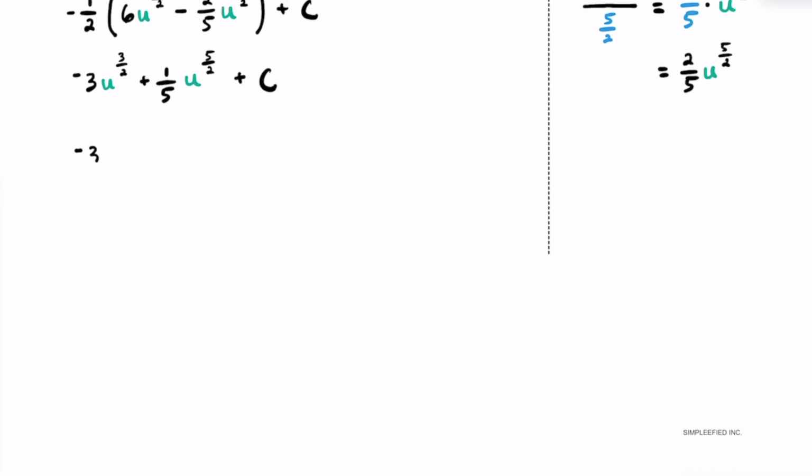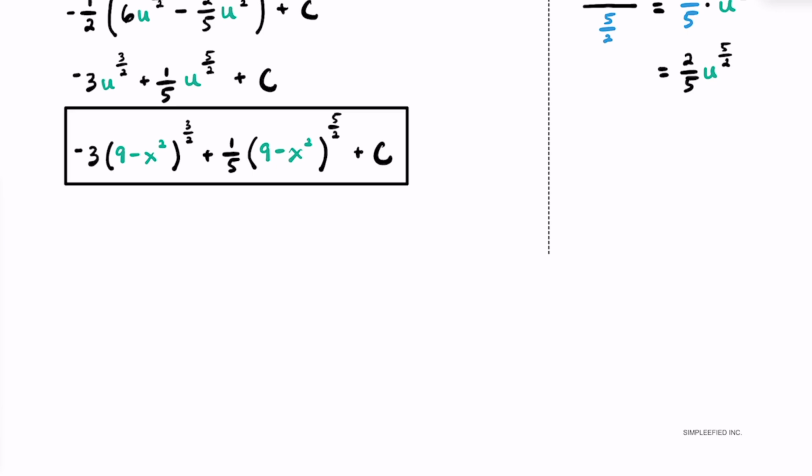We're going to write negative 3 multiplied by that 9 minus x squared. Go ahead and raise that to the 3/2 power. And then plus the 1/5, multiplied by that same thing of 9 minus x squared, and that's going to be raised to the 5/2 power. And at the end, we have this plus c. This right here would be the value of that integral.